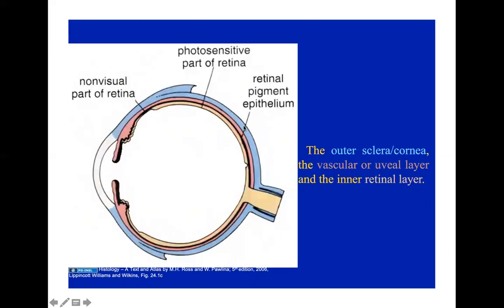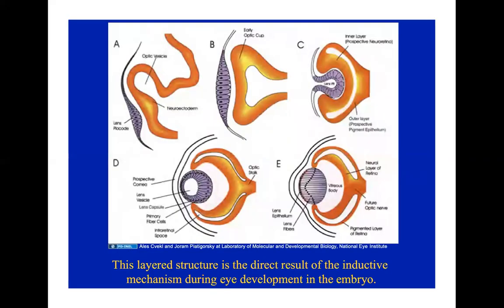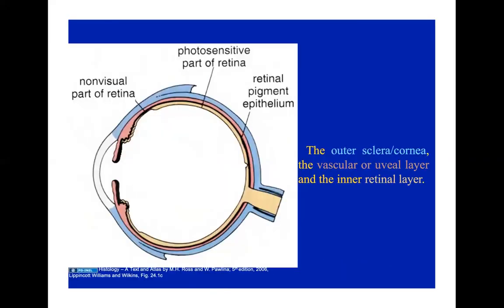Then your innermost coat, the yellow one here, is our retina. The retina is usually found at the posterior aspect of the eyeballs. You have the non-visual part of the retina that functions mostly as a barrier. Then you have the photosensitive or neuronal part of the retina, which consists of your rods and cones. Then you have your retinal pigment epithelium. So these are the three coats of your eyeballs.